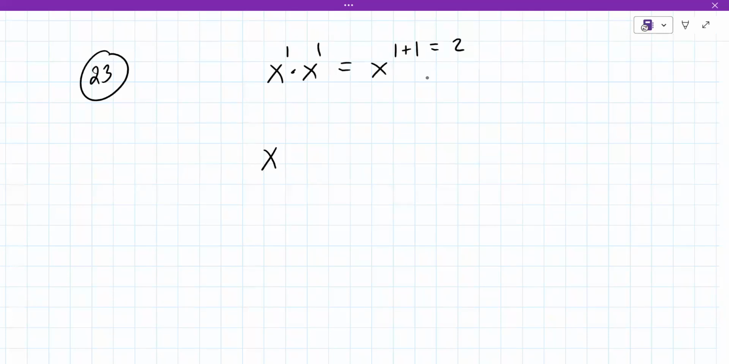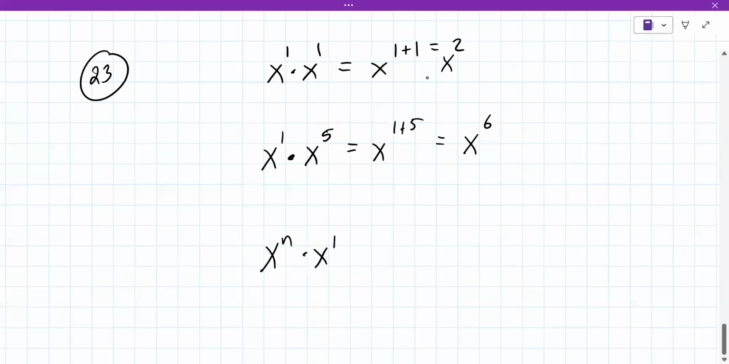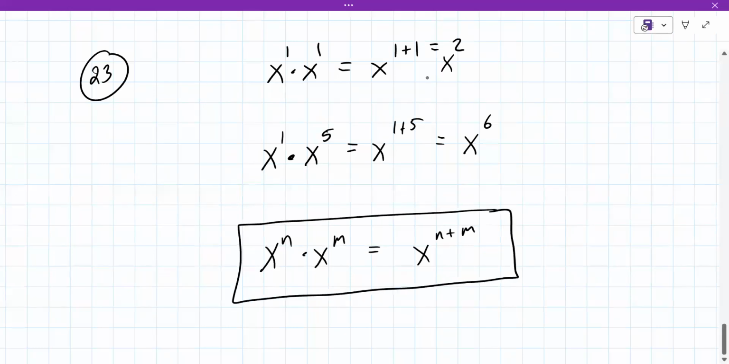Like if I asked you what x times x to the fifth is, well, it's really x to the 1 plus 5, which is x to the sixth. So when the bases are the same, you add the exponents. This might go on your reference sheet or something like that. All right, let's look at number 23.